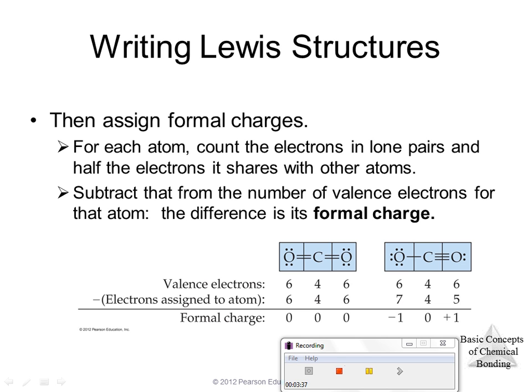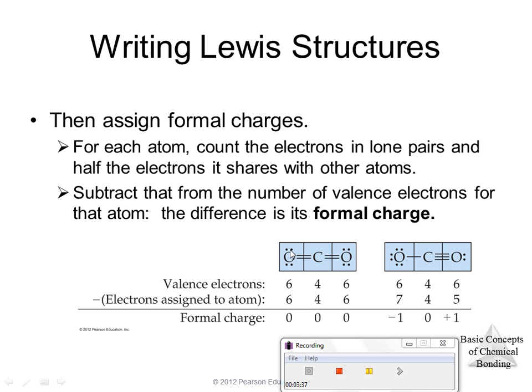For each atom, count the electrons in lone pairs and half the electrons it shares with others. Subtract that from the valence. So if you look at oxygen, oxygen has 6 total valence electrons from its group number. Now, where do we come up with this electrons assigned?